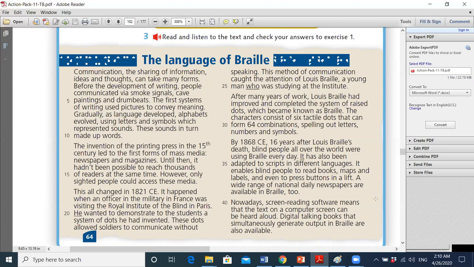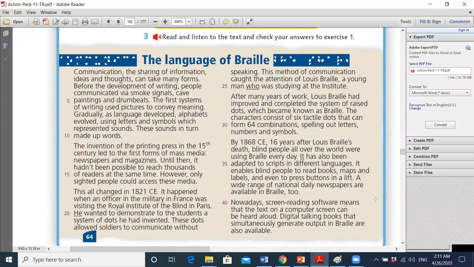Let's see. Before the development of writing, people communicated via, what is the meaning of via? Via means by means of. So before we had writing, there was no writing before. So how did people communicate? They communicated through smoke signals.